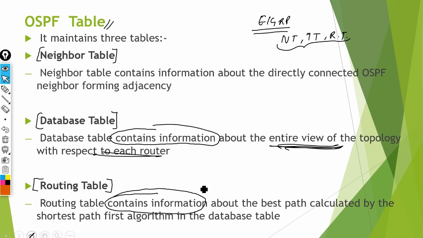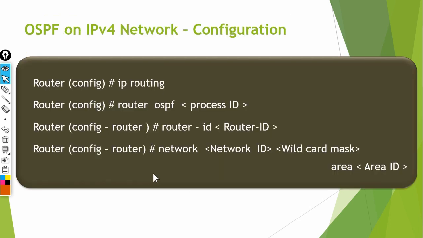So by using the database table, it will run the SPF algorithm, shortest path first algorithm, calculate the best path, and put that same path into the routing table. This will be the process here.